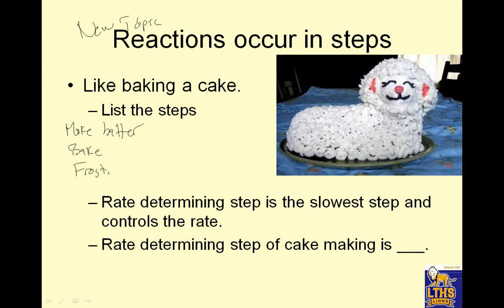Okay. The rate determining step is the slowest step and controls the rate. So if I'm making the batter, let's say that takes 3 minutes. If I want to bake it, it takes 20 minutes. If I want to frost it, it takes 2 minutes.